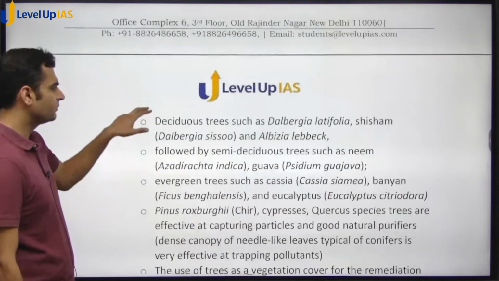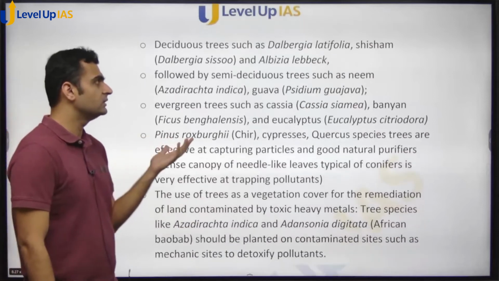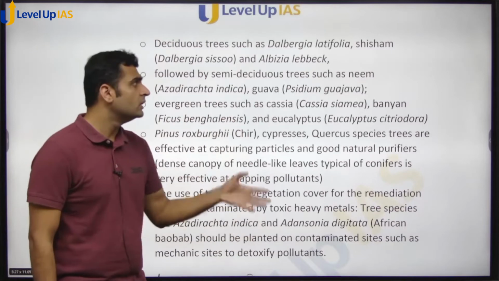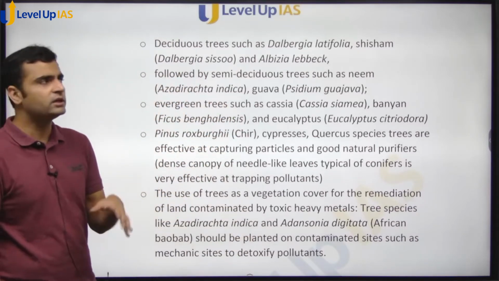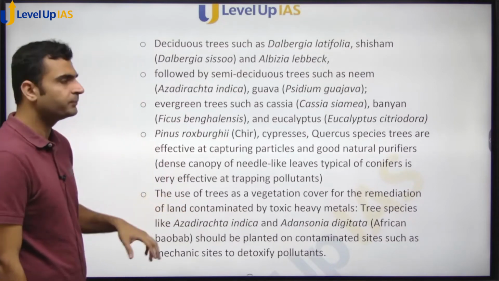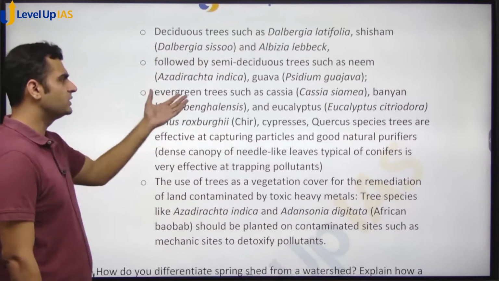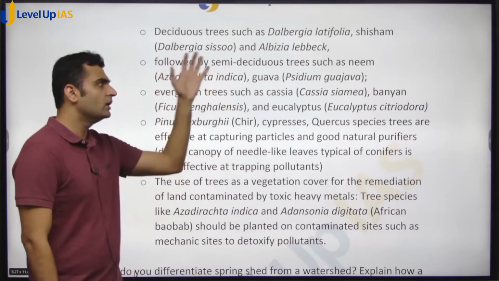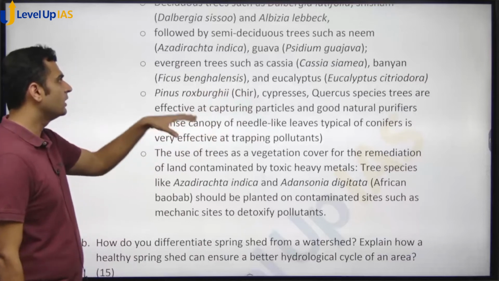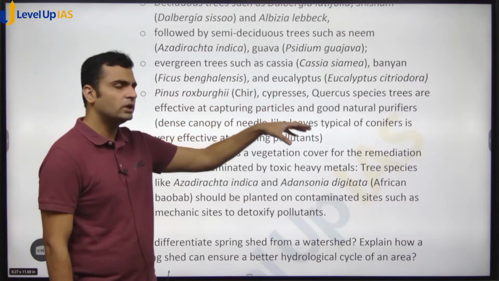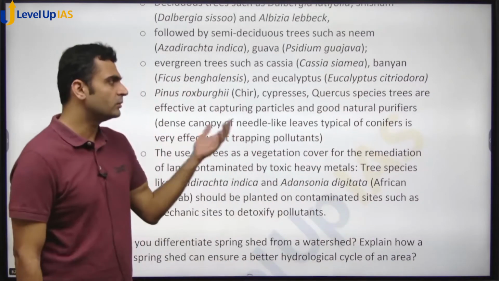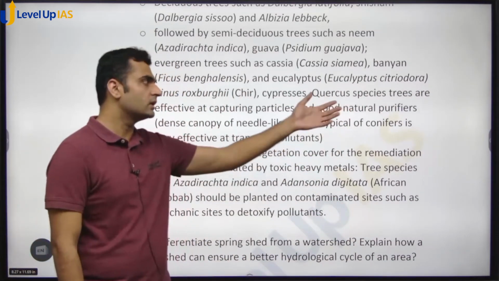Now, examples, which are the trees? So, deciduous trees, Dalbergia latifolia or Dalbergia sissoo, Albizia lebbeck. As I have said, please write scientific names. It gives a very positive impact to your answer. And semi-deciduous trees like neem, Azadirachta indica, and guava tree. Evergreen trees like cassia, banyan, which is Ficus bengalensis, and eucalyptus. I have written Eucalyptus citriodora. You can write Eucalyptus globulus or grandis, etc.